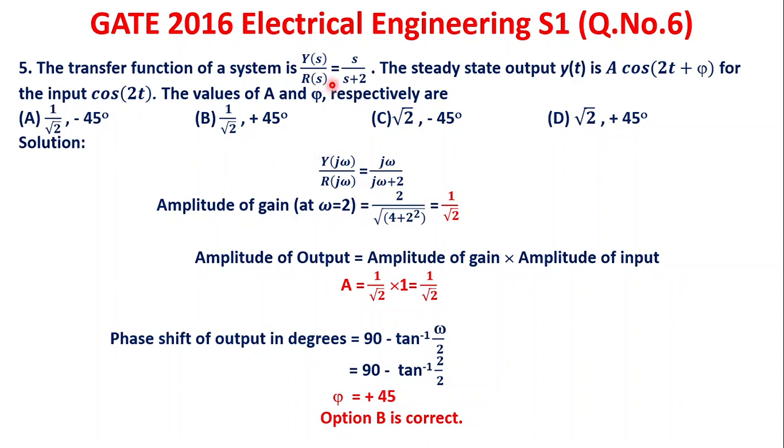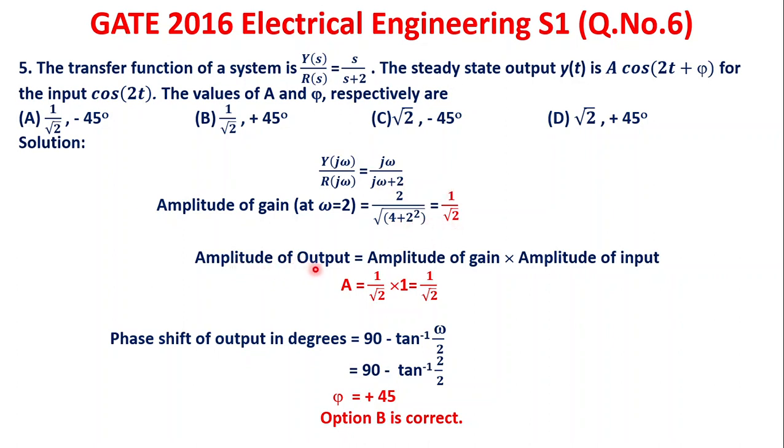So first of all, write the expression in the sinusoidal transfer function form by putting s equal to j omega. Amplitude of gain, so what is omega? Omega equal to 2, we can find it both in input and output, omega as 2. So the amplitude of the gain is 2 divided by root of 4 plus omega square. So 4 plus omega is 2 square. So 1 by root 2, that's all.